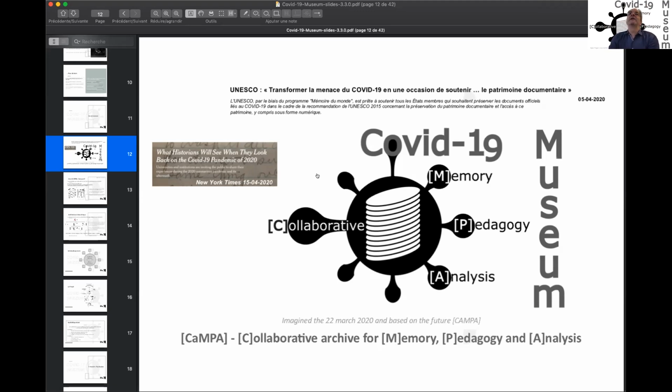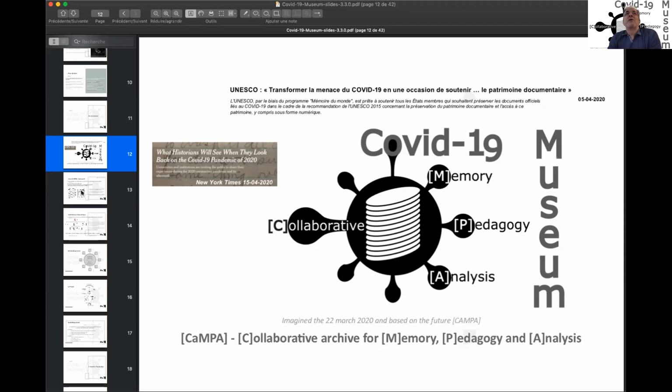And when I imagined the COVID-19 museum, straight from the beginning, I imagined it should be a collaborative project devoted to three things: memory, pedagogy, and analysis. From these words, I imagined that this project should be built around what I have called a CAMPA. The brackets are there to recall that we were confined at this period. So this was the picture: developing a collaborative archive for memory, for pedagogy, and for analysis.